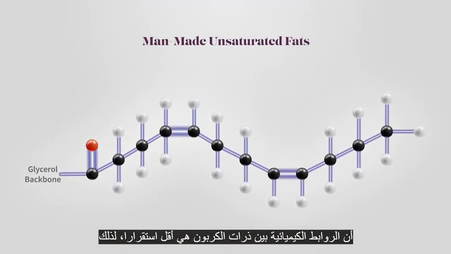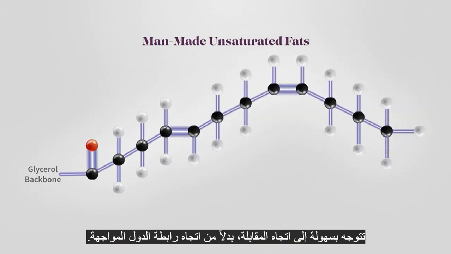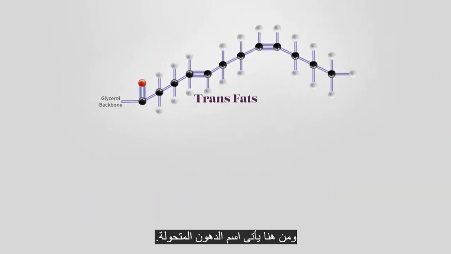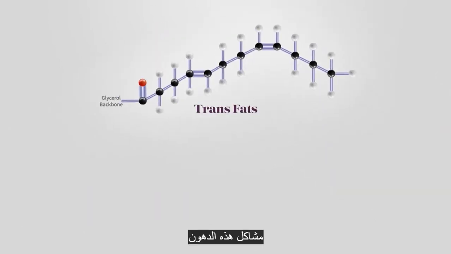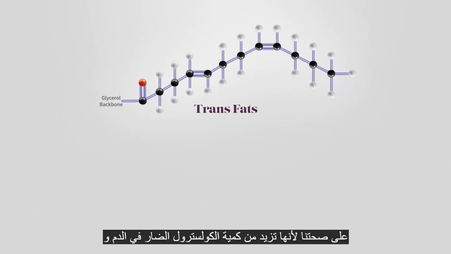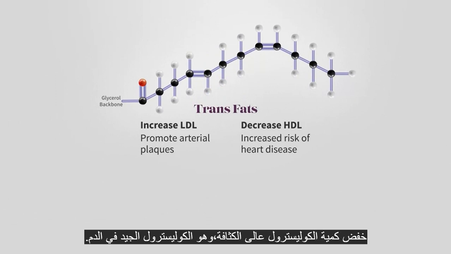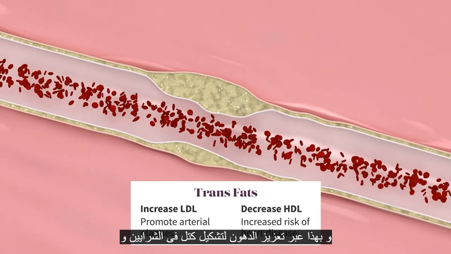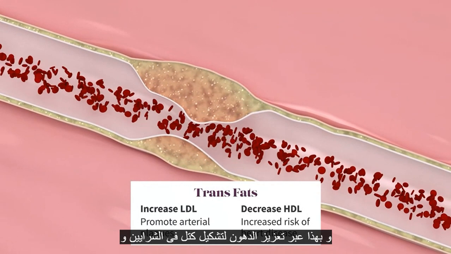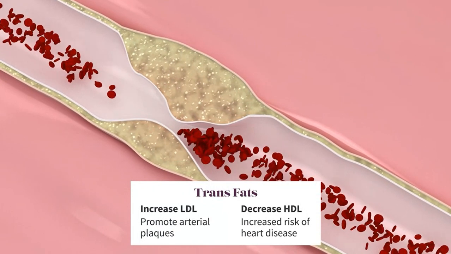The problem with chemically engineered unsaturated fats is that the chemical bonds between the carbon atoms are less stable, so they easily flip into a trans orientation rather than a cis orientation, and this is where we get the name trans fats. Trans fats are problematic for our health because they increase the amount of LDL cholesterol in the blood and they lower the amount of HDL cholesterol, the good cholesterol, in the blood. By doing this, trans fats promote the formation of arterial plaques and increase the risk of heart disease.